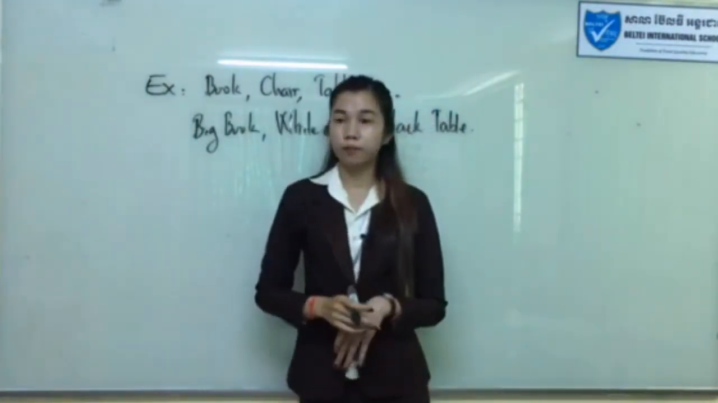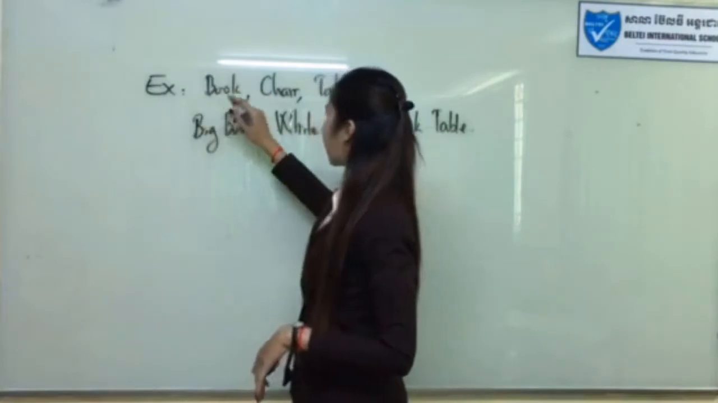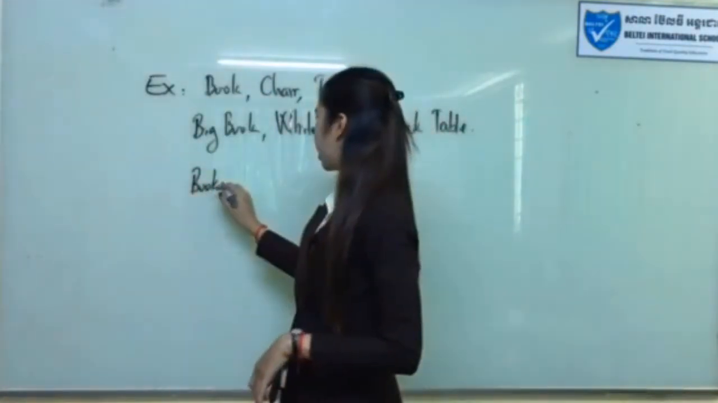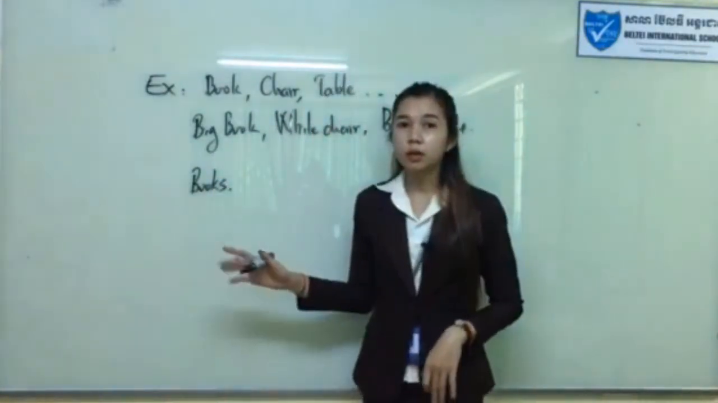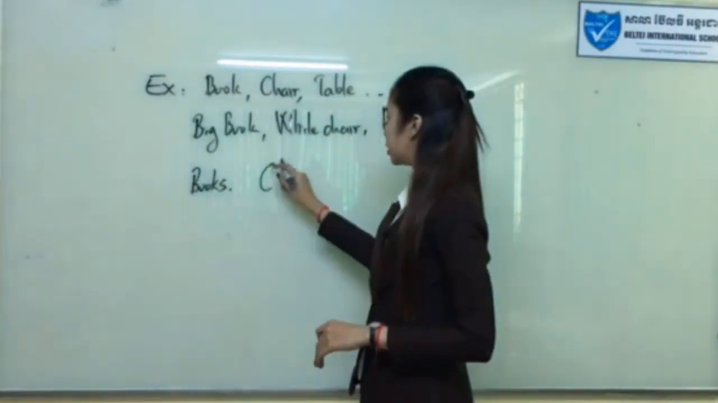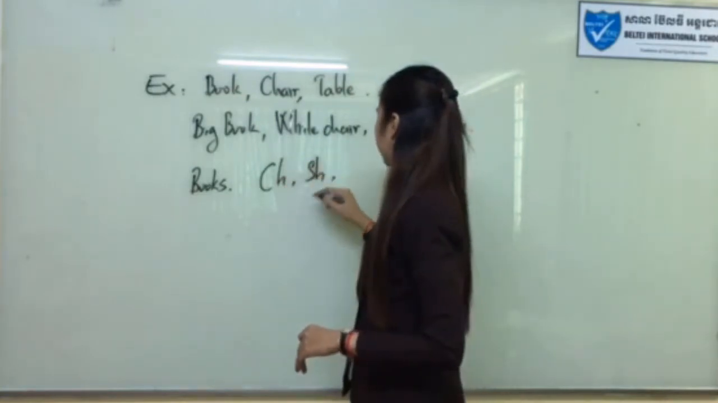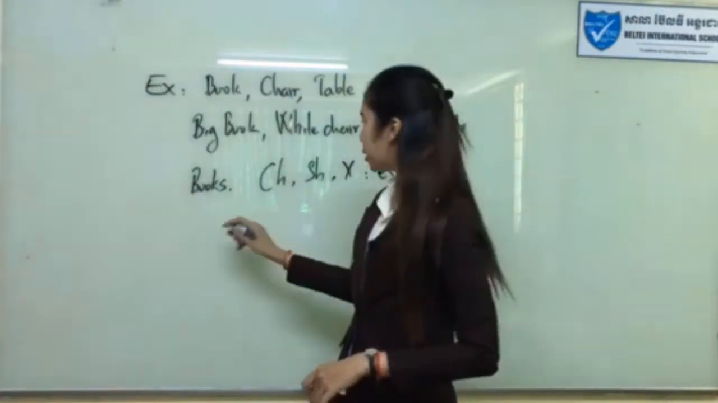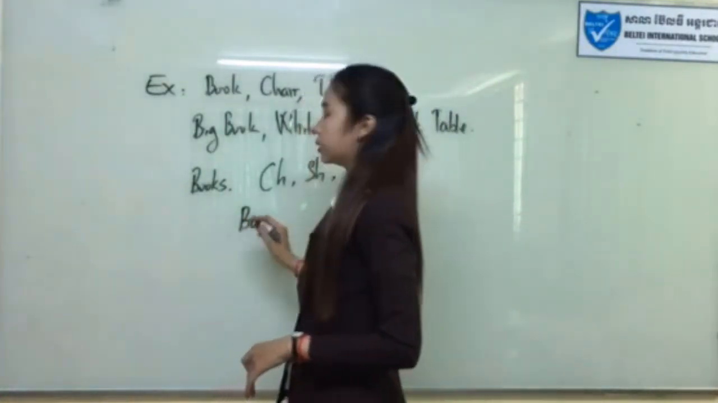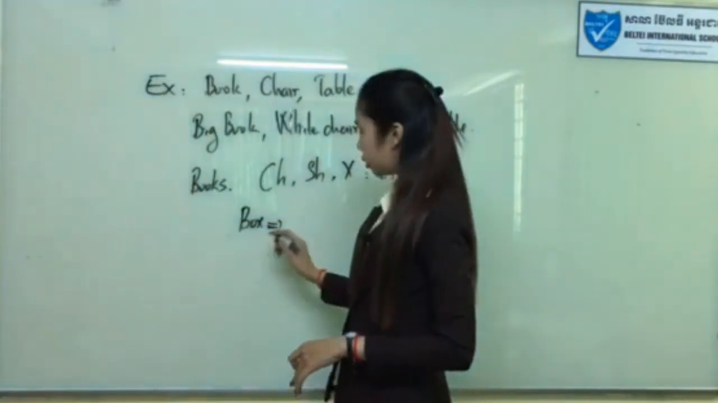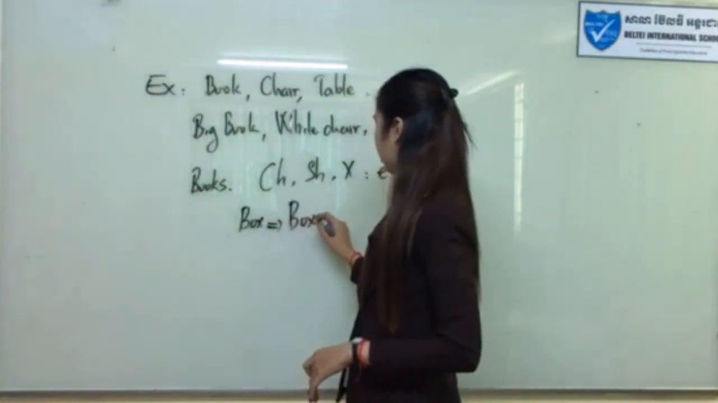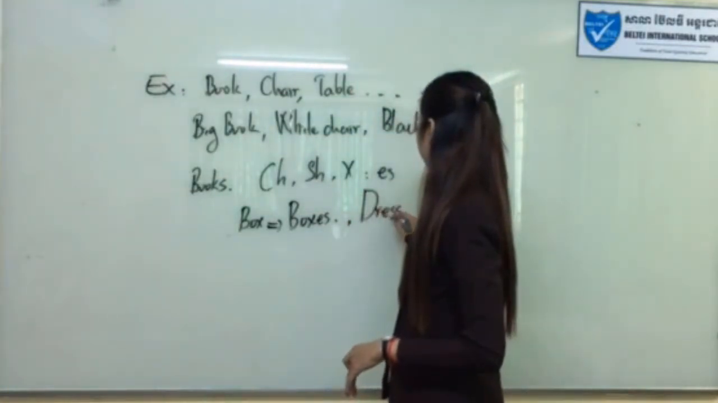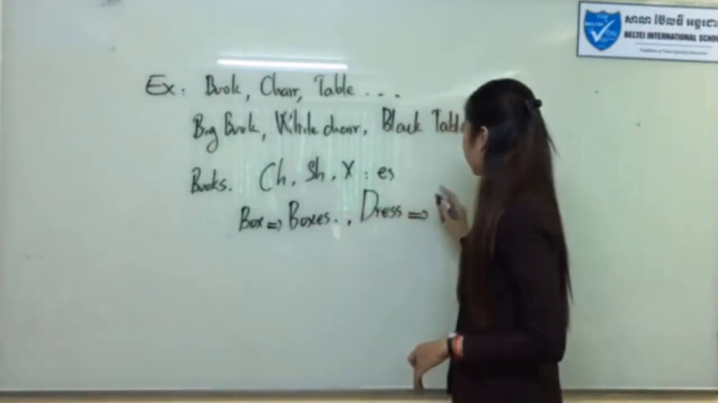singular and plural. Like we can add s, like book is the singular. When it's plural, we add s. Remember that when the noun finishes with ch, sh, x, we add es. For example, the word box is the singular. We move to the plural, boxes. Like for this example, the word dress. And when it is plural, dresses.